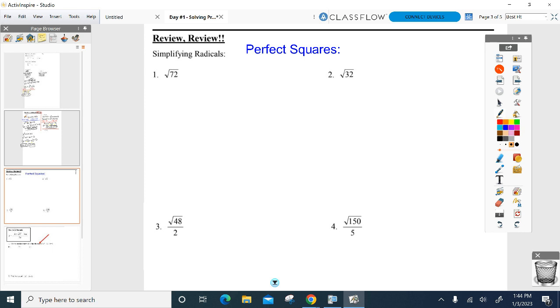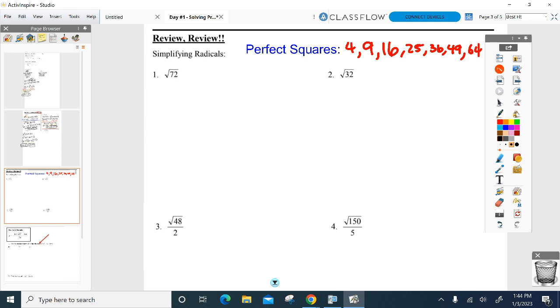Can we review the perfect squares before we do, so we don't have attacks here? 4, 9. I'm not memorizing these. I'm doing 2 squared, 3 squared, 4 squared. So the next one, 25, 36, 49. One more, 64. All right, now let's go.